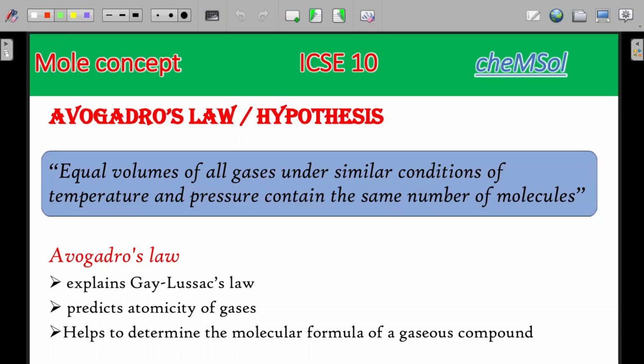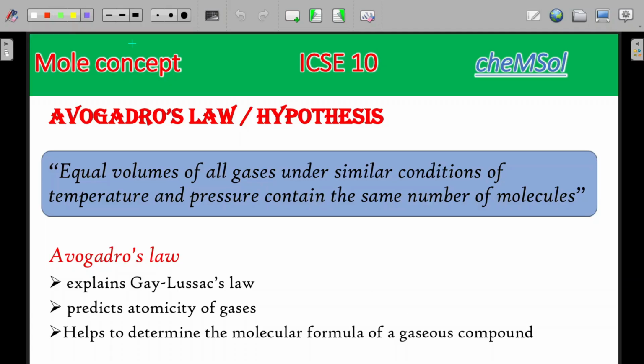Do not get confused this with Avogadro's number. Avogadro's number is required only for moles calculation and all. Avogadro's law is different. It is only applicable for gases. So it is a law where equal volumes of all gases under similar conditions of temperature and pressure contain the same number of molecules. So try to understand.